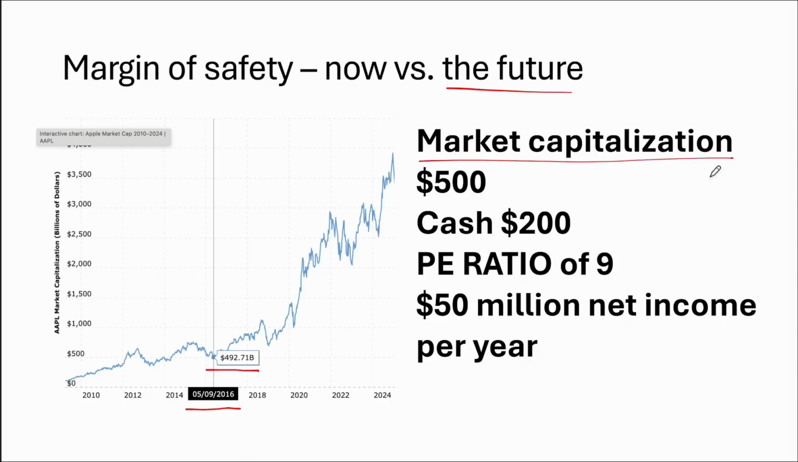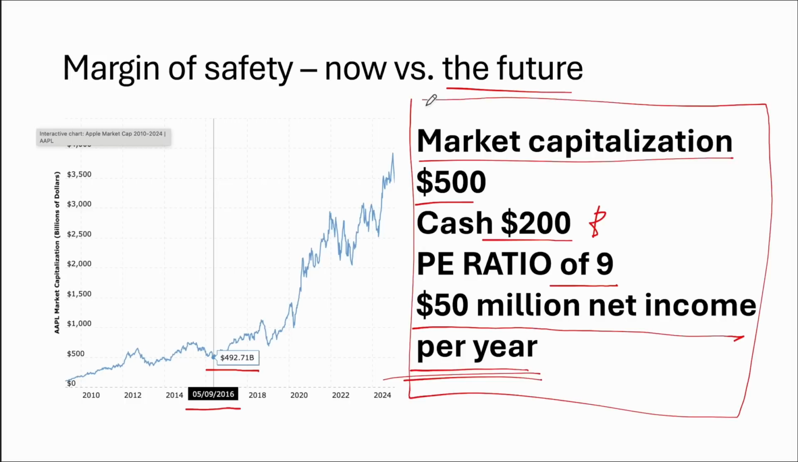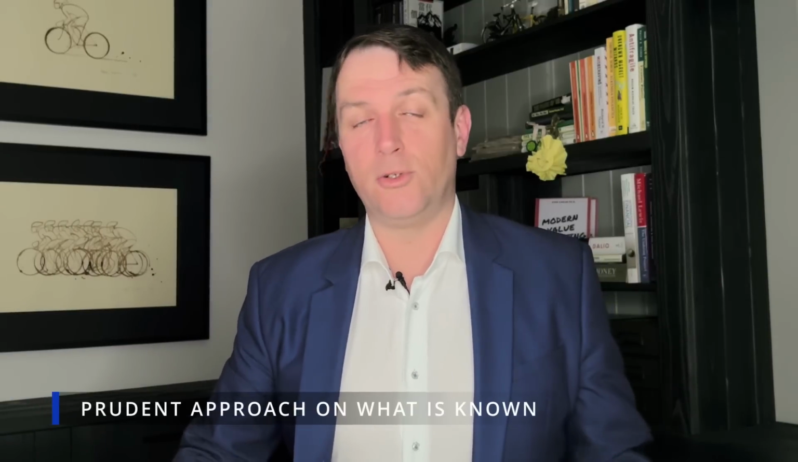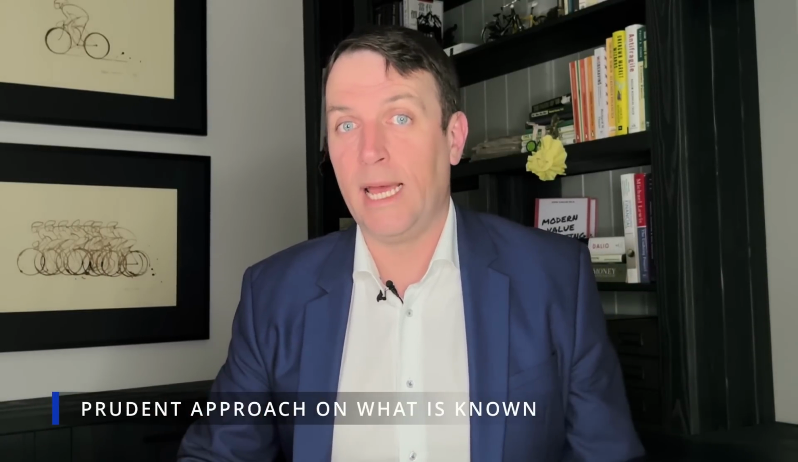2016, market capitalization 500 billion, cash 200 billion, P/E ratio of 9 with 50 billion of net income coming in every year. In this case, when Apple was trading this cheap, the future was free. So those investing in Apple in 2016 got the future for free. And that is the value investing approach, a prudent approach on what is known. And if there is future upside, great. But you want a margin of safety where you get the future upside for free.